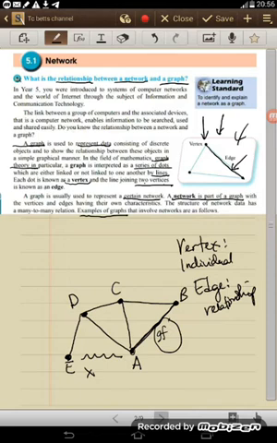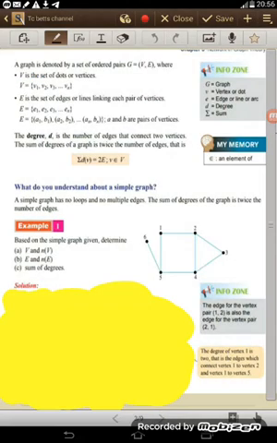Okay. We go to the next part, that is a few terms. Students, you have to know a few terms. First is graph. What is a graph? Okay, a graph is a set of ordered pairs. You can write like this: graph equals (V, E). V is the vertex, E is the edge.